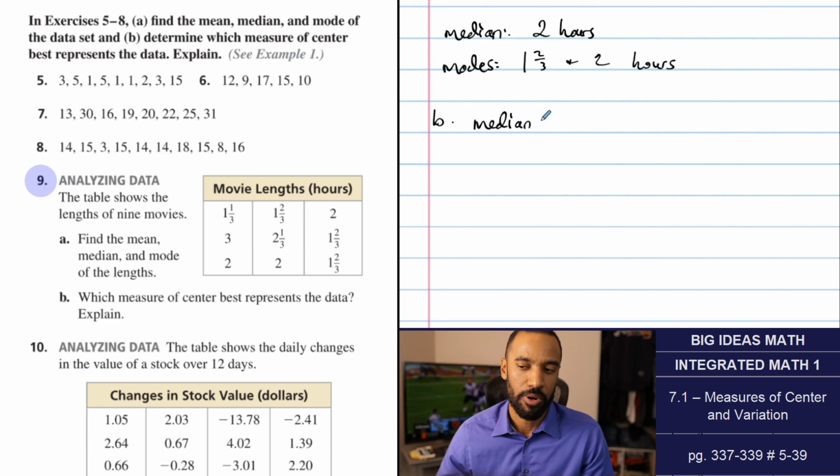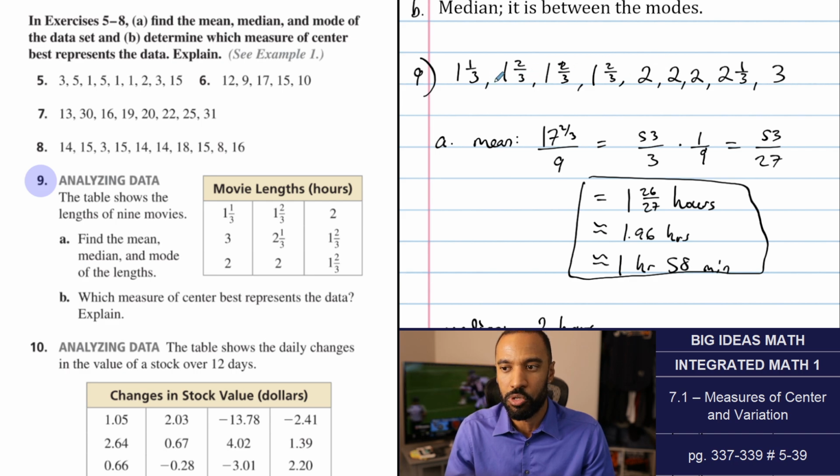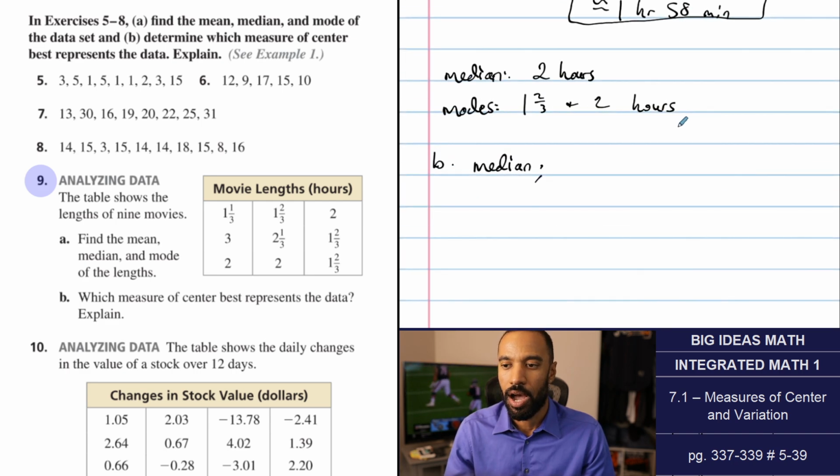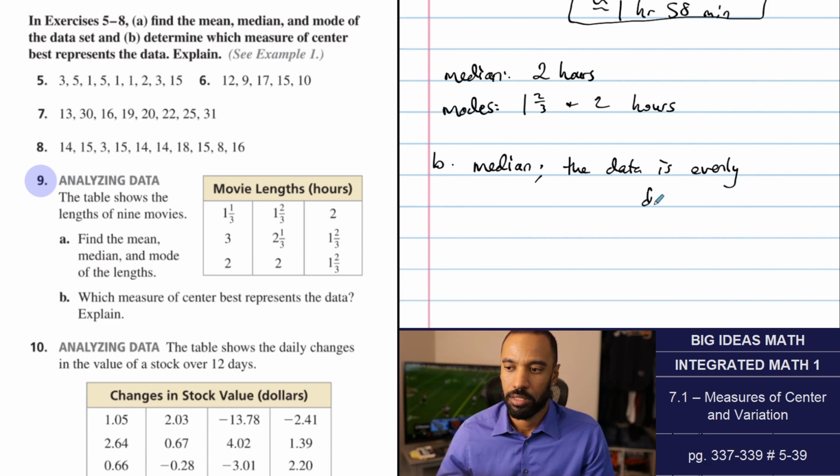Mean ain't bad and mean's pretty much the same anyway. But for median, there's a pretty even distribution of everything. The data is evenly distributed for that. Again, if you say mean, I'm not going to say you're wrong.